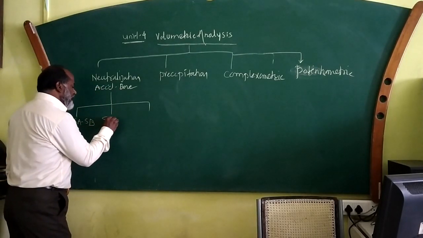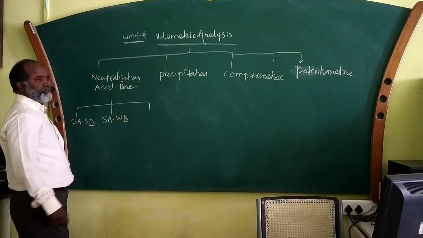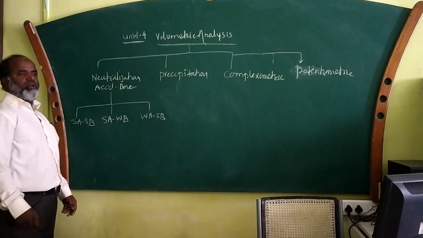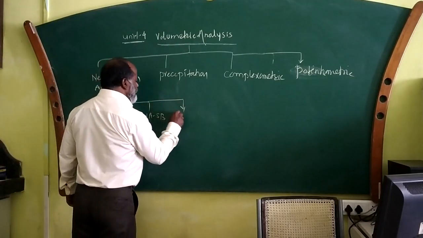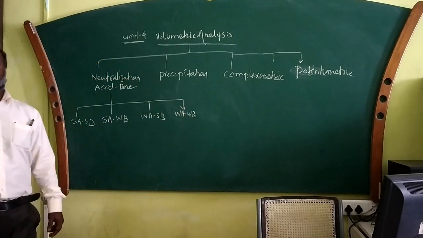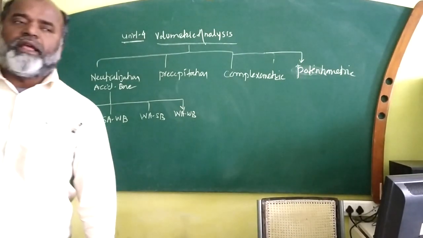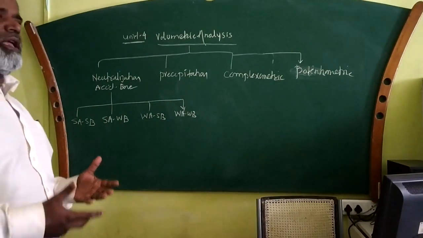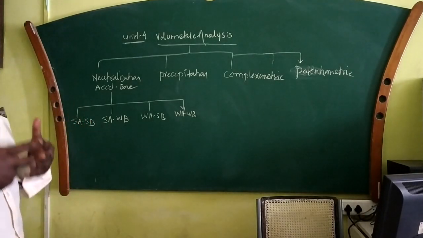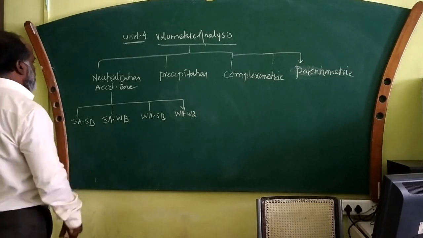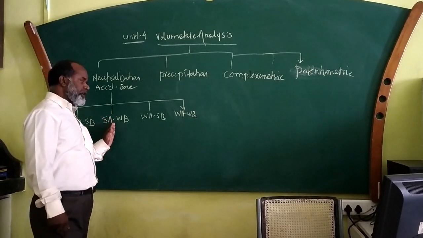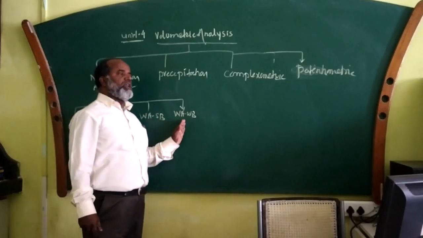Second is called strong acid, weak base titration. Third is called weak acid, strong base titration. One more, the fourth one, is called weak acid and weak base titration. But generally we don't go for weak acid, weak base. So depending upon the strength of acid or base used in the acid-base or neutralization titration, the titrations are of four types: strong acid strong base, strong acid weak base, weak acid strong base, weak acid and weak base titration.